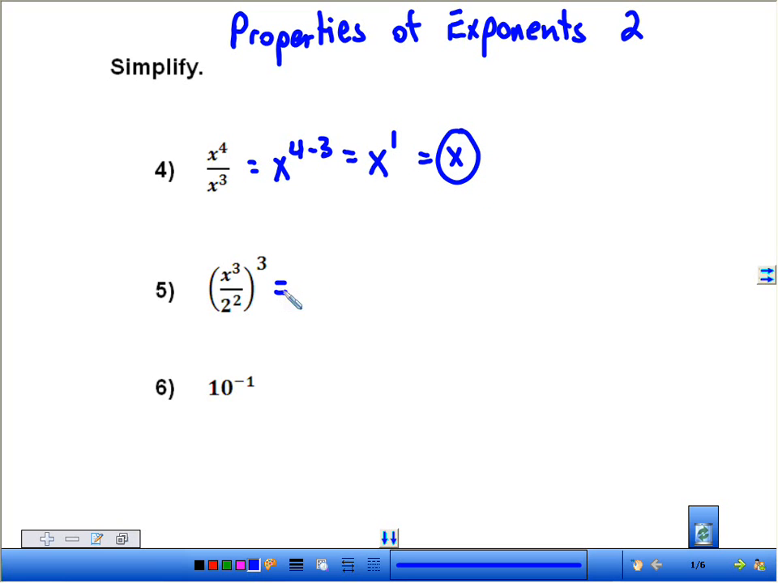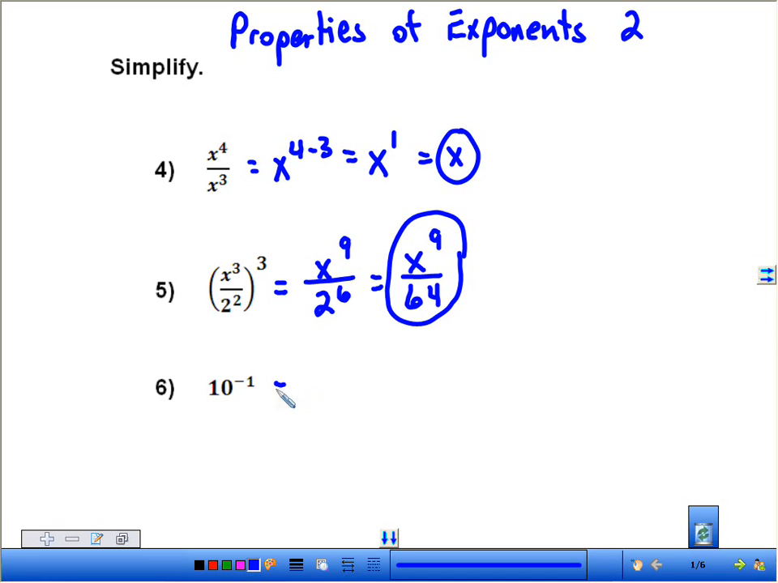And number 5, remember in the past how we multiplied and wrote 3 of these out? Well, instead of writing them out, I'm just going to think now I have 3 sets of x to the third. So 3 times 3 is x to the ninth. I have 3 sets of 2 to the power of 2. So 2 times 3 is 2 to the power of 6. And then to simplify that, I leave x to the ninth on top, and 2 to the power of 6 is 64.